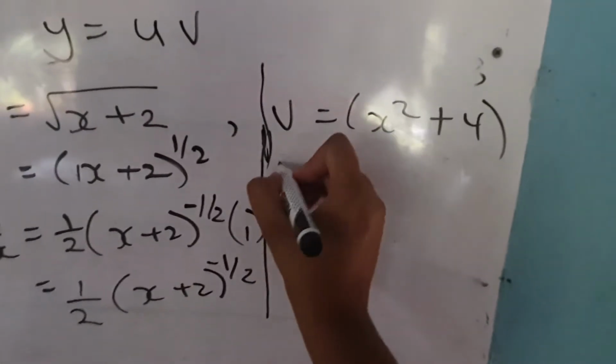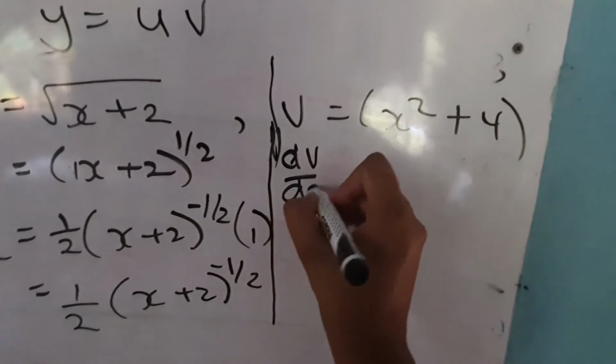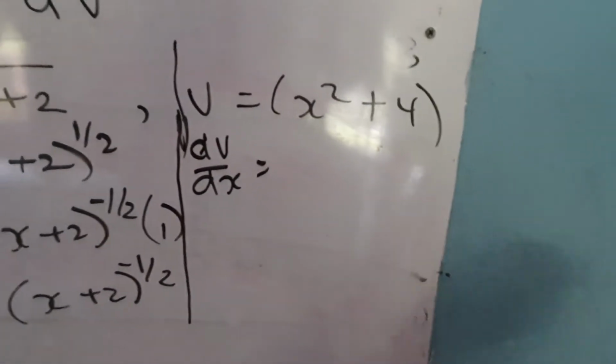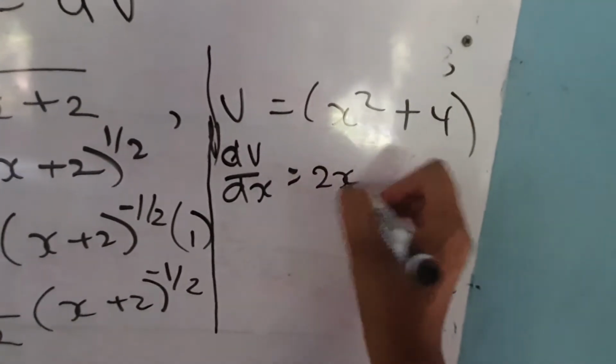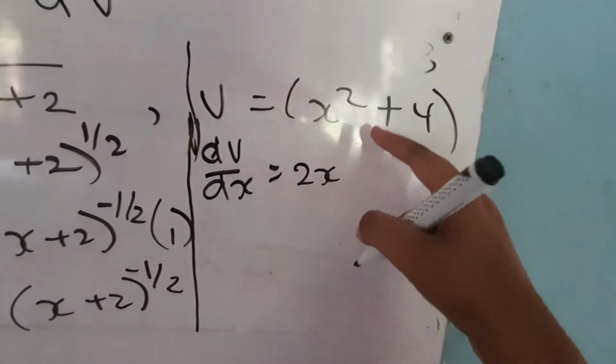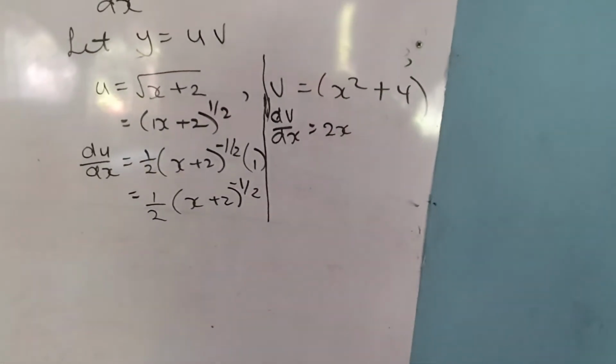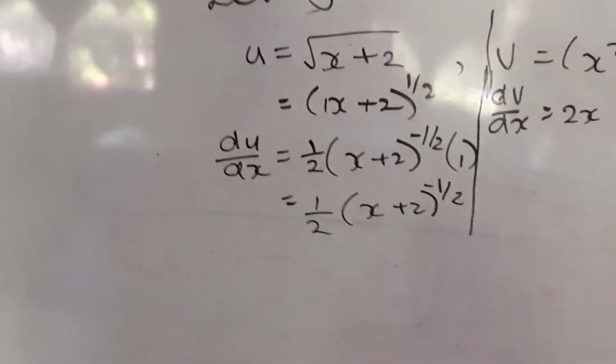Okay, so we're going to do dv dx now. This one is just a normal expression that we can do. So we put 2x, and it will be to the power 1, we leave out the 1, plus 4, that changes to 0, so we leave that out. Good so far?